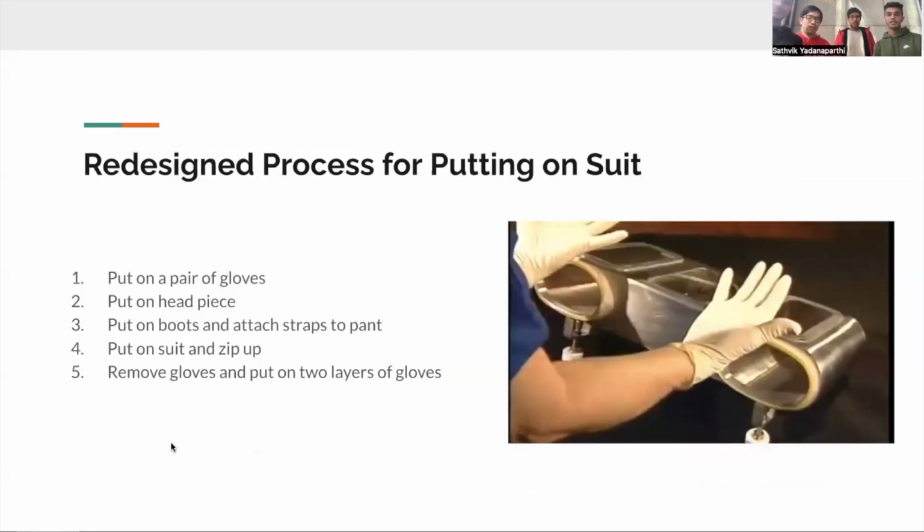The redesigned process for putting on a suit is: first you put on a pair of gloves, by inserting your hands into an automatic glove dispenser. Then you put on your headpiece first, and then your boots, and attach the straps to your pants. On top of that goes your suit, and then you remove the gloves and put two additional layers of gloves on top of your hands.